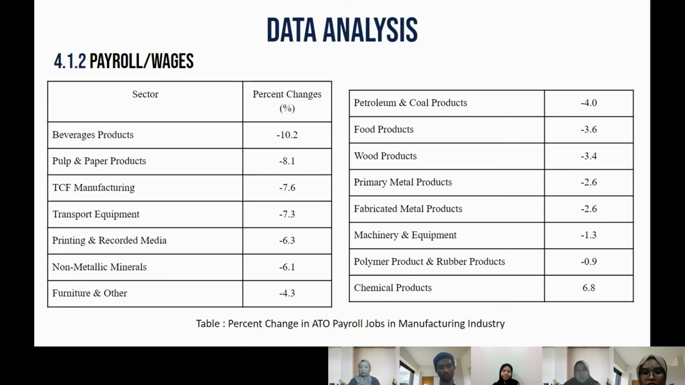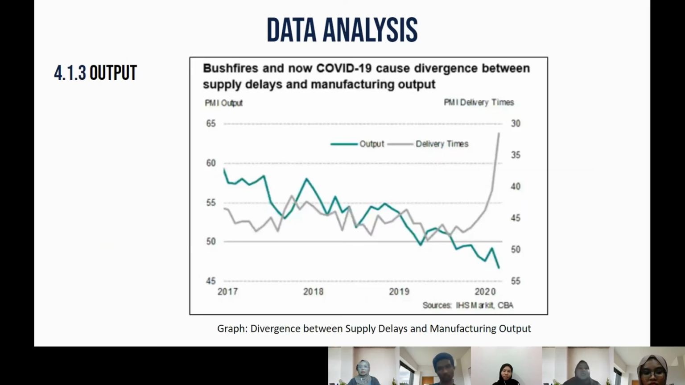As we can see, the COVID-19 outbreak made people demand hygiene products. So it was under chemical production, such as hand sanitizer, masks, and others. Then the third one, we move on to the output.